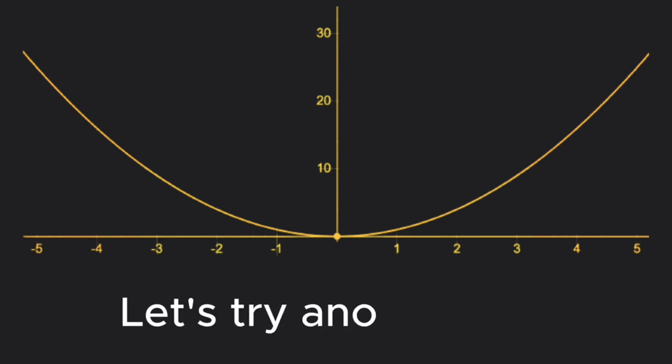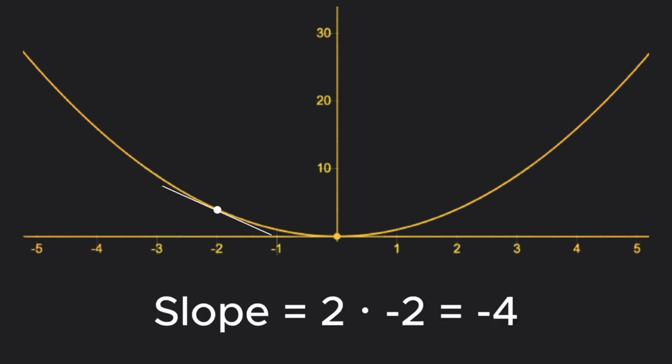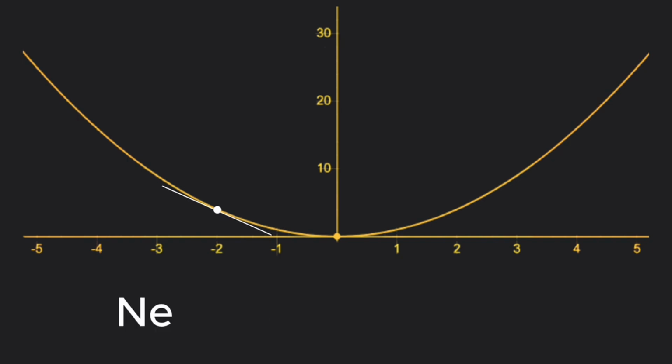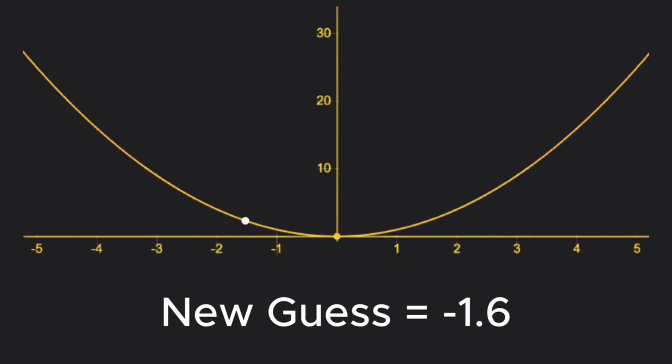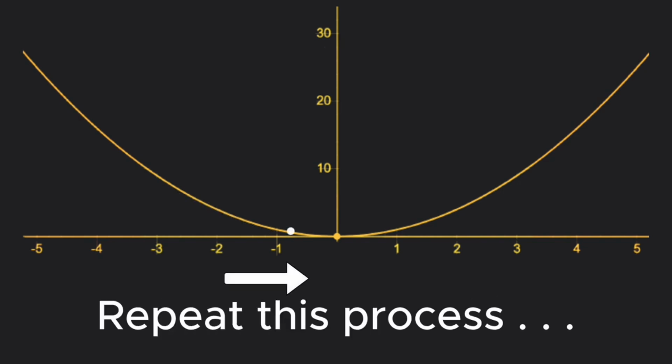What if our starting guess was negative 2? Here's the slope. The derivative is negative 4, and using the same formula, we get negative 2 plus 0.4, for a new guess of negative 1.6. Again, we got closer to our answer, and we would repeat this process.